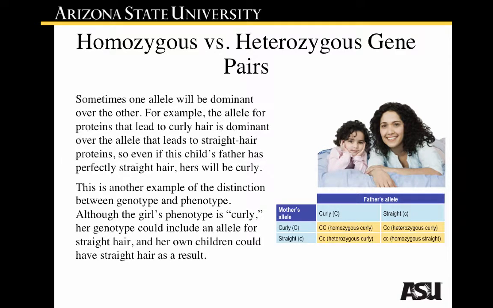Sometimes one allele will be dominant over the other. For example, the allele for proteins that lead to curly hair is dominant over the allele that leads to straight hair. So even if this child's father has perfectly straight hair, hers will be curly. It's another example of the distinction between genotype and phenotype. Although her phenotype is curly, her genotype could include an allele for straight hair, and in fact her own children could have straight hair as a result.